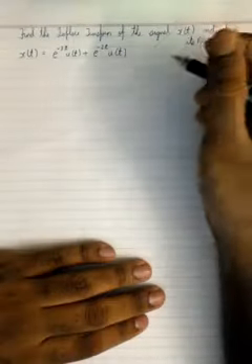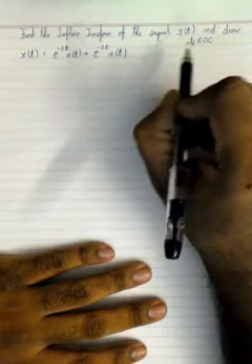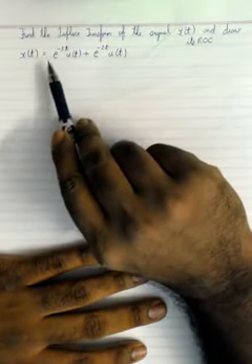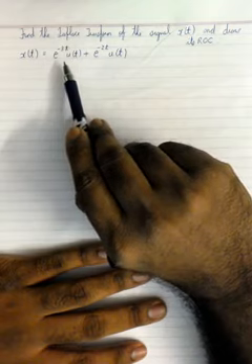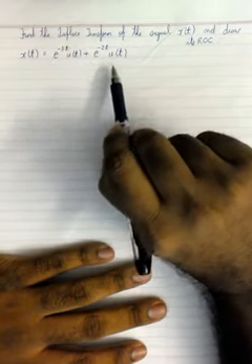So now let us do the next problem. Here the question is: find the Laplace transform and the ROC of the given signal x of t equal to e raised to minus 3t u of t plus e raised to minus 2t u of t.